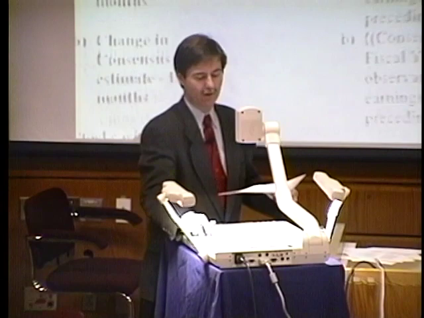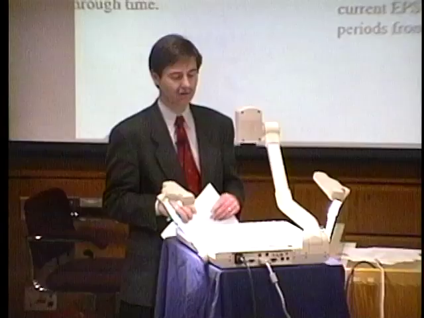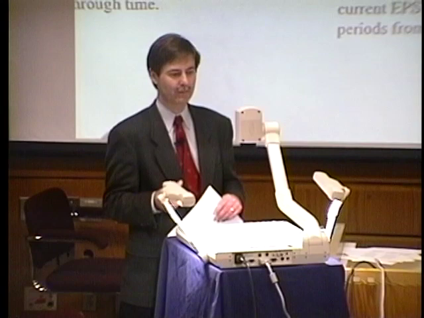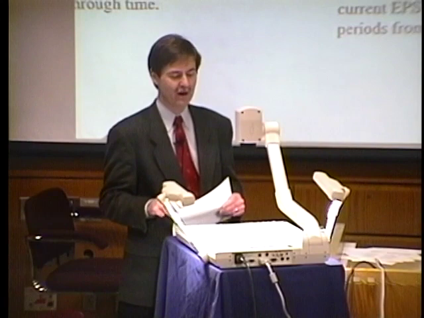Number eight, we start to move into forecast earnings type of variables. So instead of just looking at past data, we've also got expectational data. So we've got the change in consensus FY1, that's fiscal year one, that's from IBES, over the last 3 months. So this is the change in FY1 over the last 3 months for a particular security. That's the forecasted earnings for fiscal year one out. And B is the same measure, but looking over 6 months.